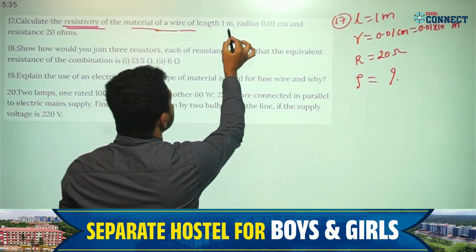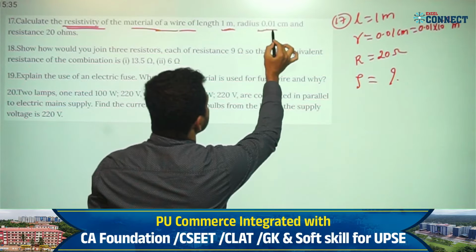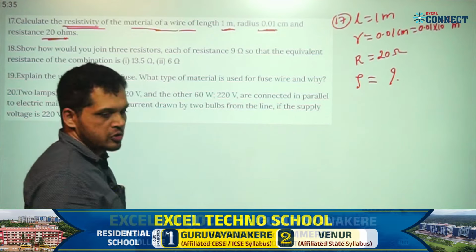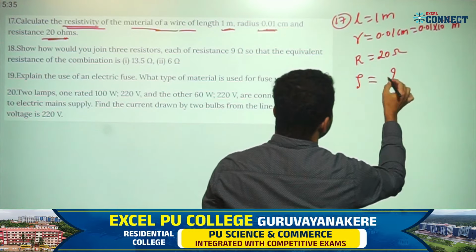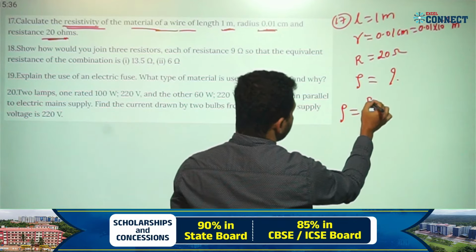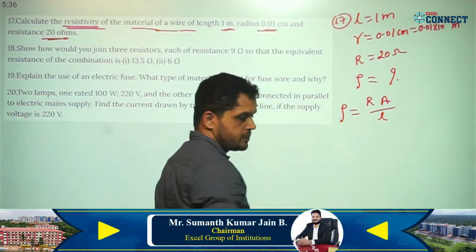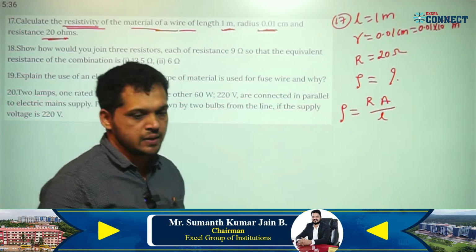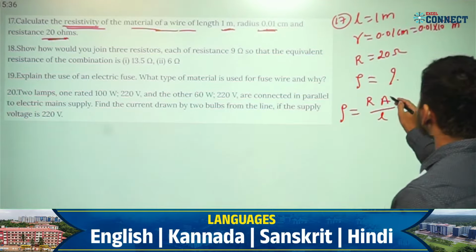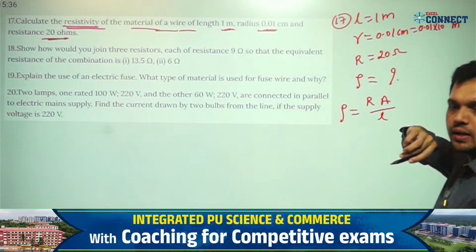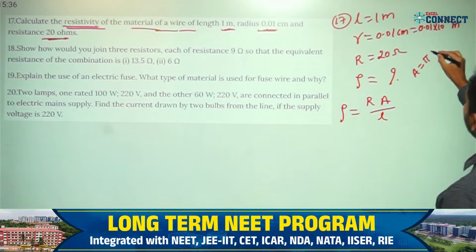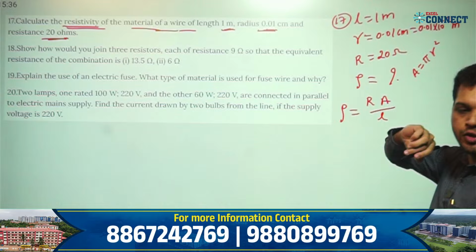Length is given, length is 1 meter. Radius is 0.1 centimeter, and resistance is 20 ohms. I have to find the resistivity. How to get resistivity? Rho is equal to RA by L. Correct? You substitute the data here. Area: radius is given, using radius we get area. How to get area? Area equals pi r square.